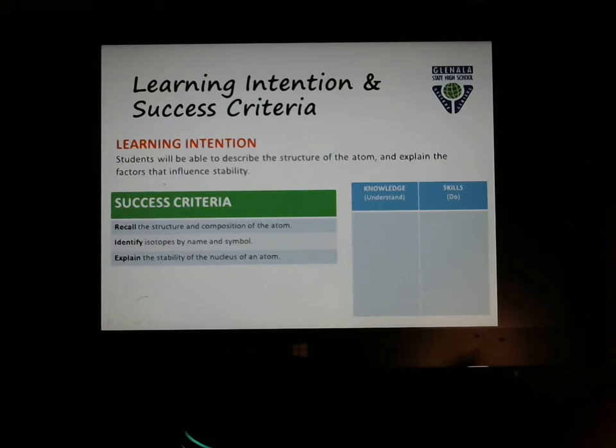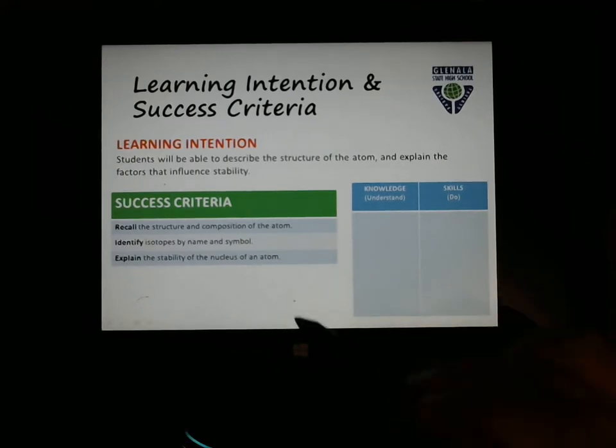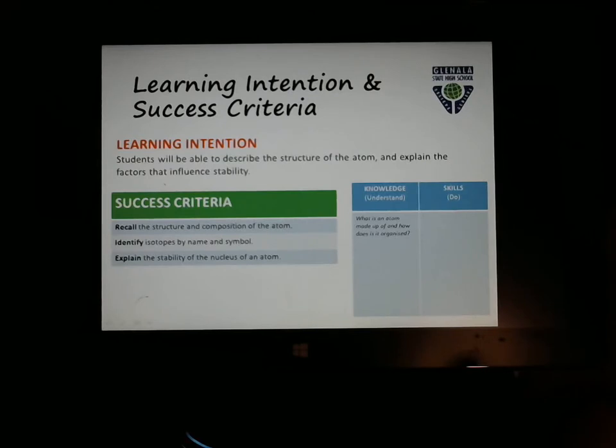Okay, so having looked through here, hopefully you identified a few of the following. In terms of knowledge, we need to be looking at firstly, what is an atom made up of and how is it organised. So we need to know its structure, we need to know its composition. The second thing we should know about is what is an isotope. If you don't know what an isotope is, it's very hard to identify one.